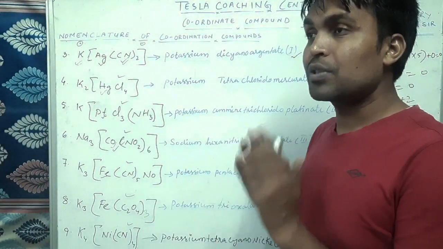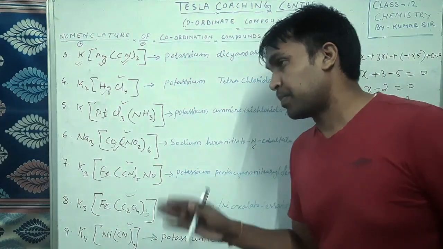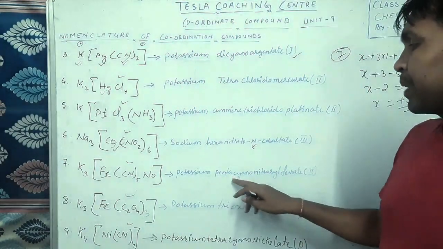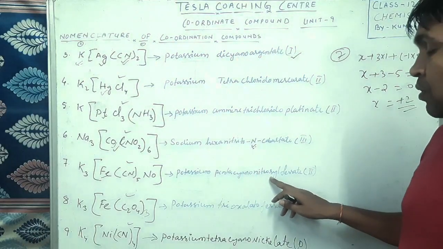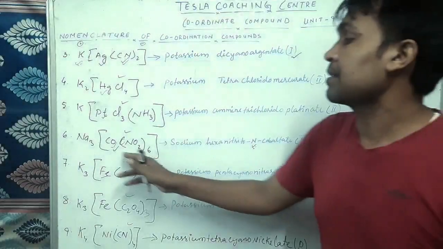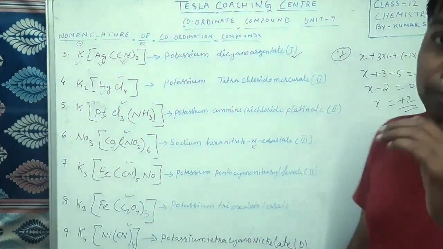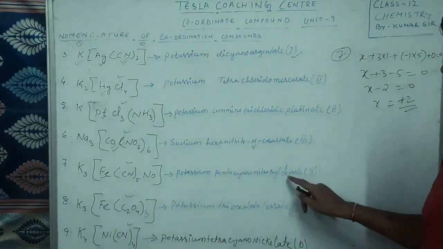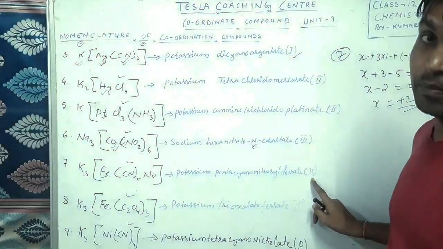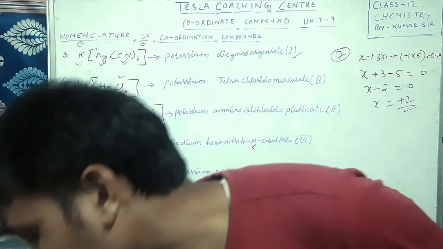It is a neutral ligand. Already I have given you the notes on it and a lecture on it. Please go through it properly, then you will understand this. So pentacyano nitrosyl, and since this coordination entity is negative, the name of the central metal will change. It will be ferrate, and what is the oxidation number? 2. So we have written in the bracket 2. Okay, so this is all about question number 7.